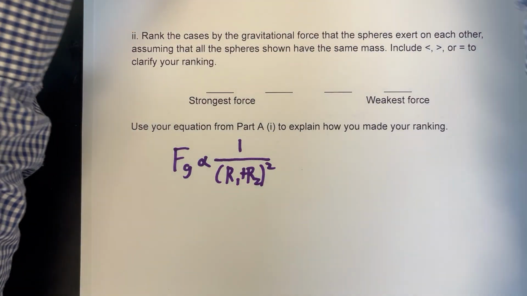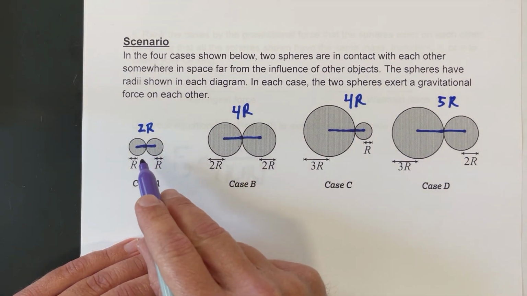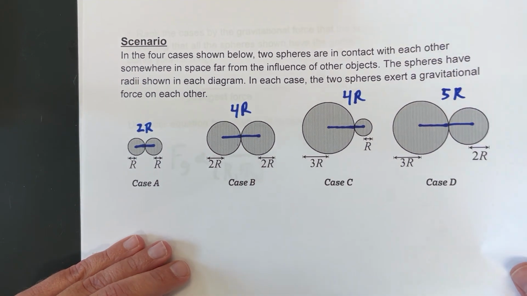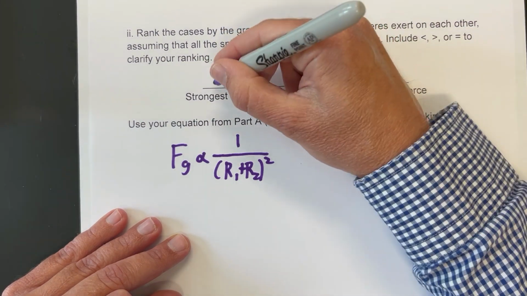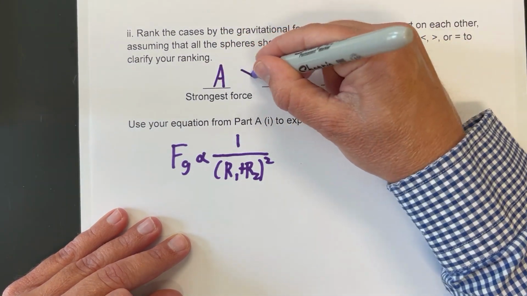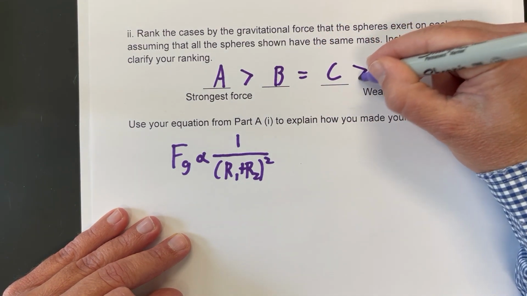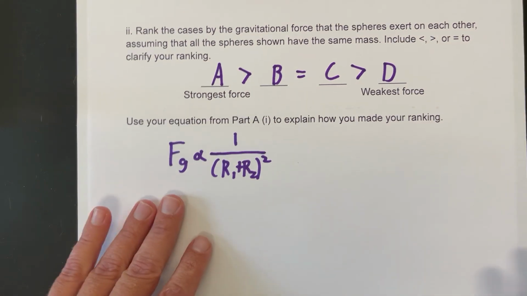So if we look here, then we can see that case A is the closest. Case B and C are next and they're tied, and case D is the weakest there. So when we go to rank these, the strongest force will be A. That is greater than B and C, which are equal to each other, and the furthest away, and therefore the weakest, is case D there.